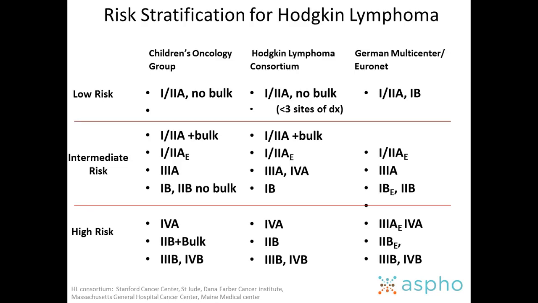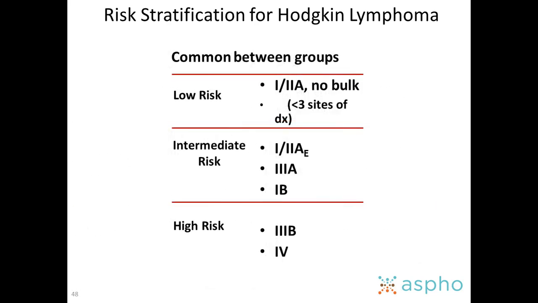When we risk stratify, unfortunately, there are several large pediatric consortia, and they all risk stratify just a little bit differently. So looking at what they have in common, you get something like this. These are the commonalities between groups. So it's very easy to say that stage 1 or 2A without bulk is low risk, and 3B or 4A or 4B are high risk. But these are the things that are common.